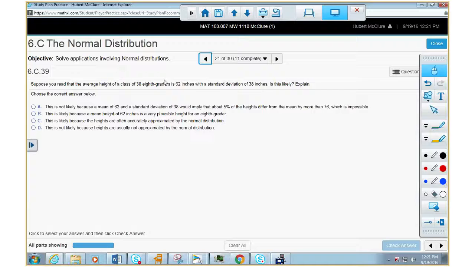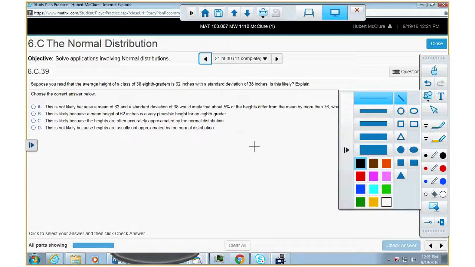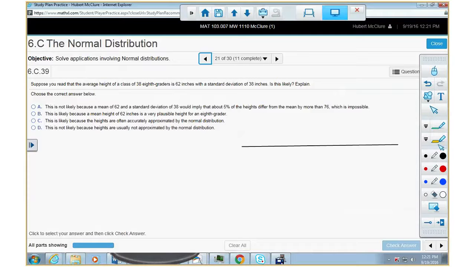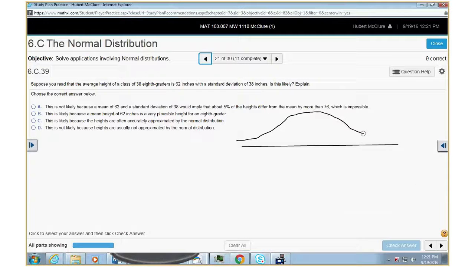All right, do this one. Suppose that you read that the average height of 38 eighth graders is 62 with a standard deviation of 38. Draw a picture. I don't even know what it's asking, but the first thing I do when I do these is I draw that picture. The 38 eighth graders, you don't need that number. It's a red herring. At least I think it is.